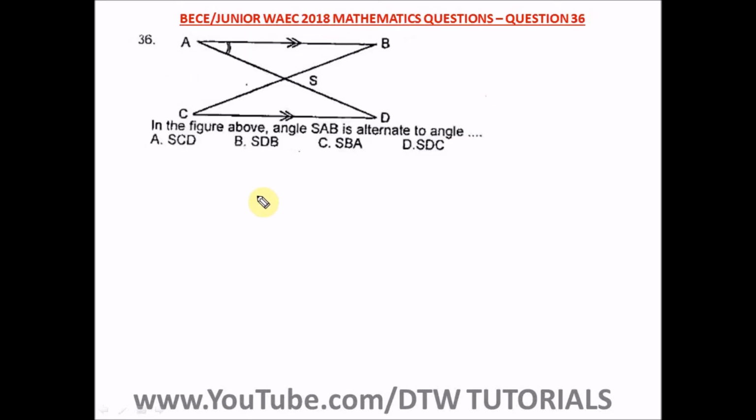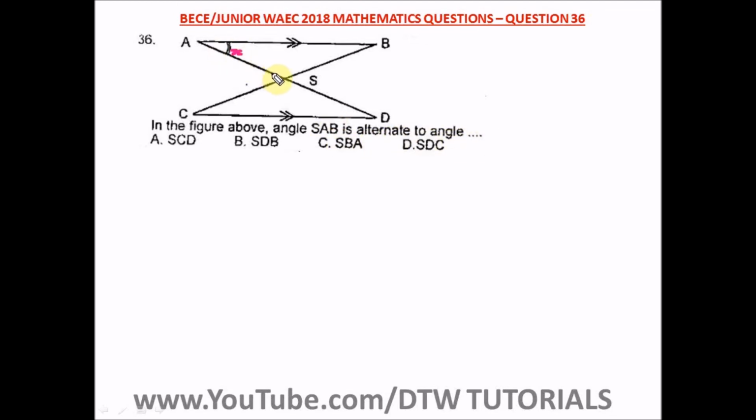Question 36 of the BECE Junior WAEC 2018 Mathematics Past Question. That's your OBJ question 36. It says, in the figure above, angle SAB. Where's angle SAB? That's this angle here. Let's say X is alternate to the angle. It's asking us what SAB is alternate to.